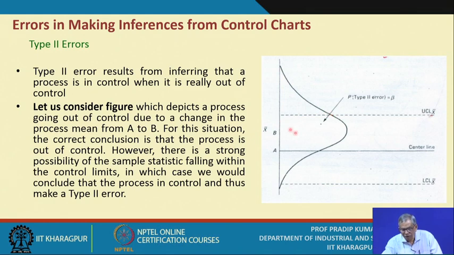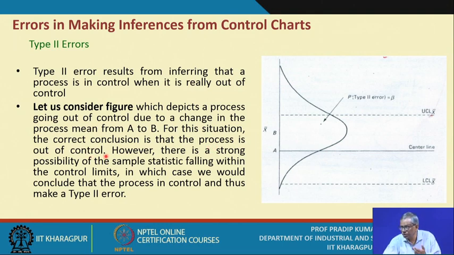This area, between the lower control limit and the upper control limit, is the entire area. That means this is the probability that you assume the process is in control. So the process mean has shifted from A to B. For this situation, the correct conclusion is that the process is out of control, but that you cannot do.